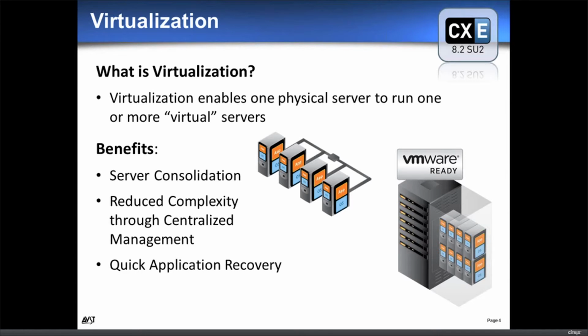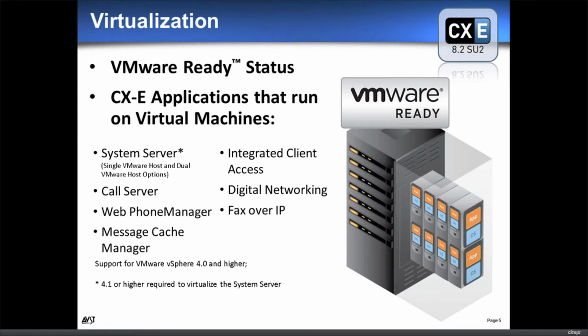What's recently happened with Software Update 2, we announced VMware Ready status, which means the folks at VMware have put the CX through their certification process in order to get their industry stamp of approval for applications that can run in a virtual environment. For those of you who are familiar with VMware nomenclature, the CXE is supported on ESX version 4.0 and higher, as well as ESXi version 4.1 and higher, and is what is specifically required for virtualizing the system server.